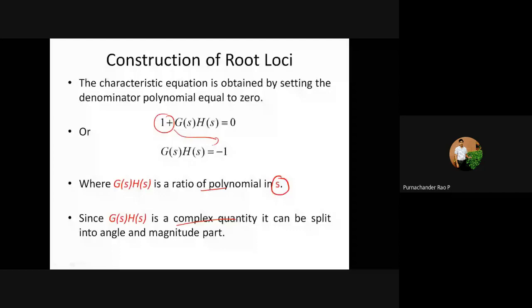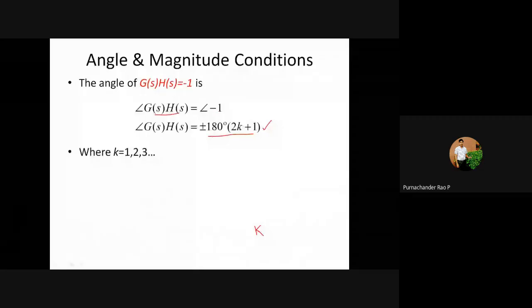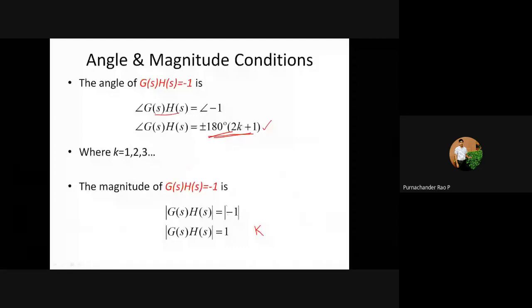Okay, so as the complex quantity can be represented into angle and magnitude parts, this angle criteria can be obtained as the angle of G(s)H(s) is equal to the angle of -1, and this -1 can be represented as plus or minus 180 degrees times (2k+1), where k is equal to 0, 1, 2, 3 and so on. And the magnitude condition is the magnitude of G(s)H(s) is equal to the magnitude of 1, so it is equal to 1. From this, you can easily get the magnitude value of K.